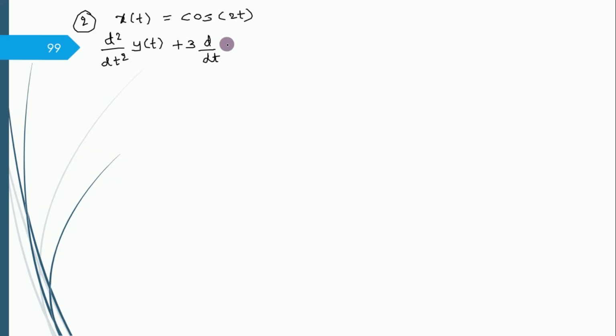The second one in this section: the input is given as x of t equal to cos of 2t, and the system is d square by dt square y of t plus 3 into d by dt y of t plus 2 into y of t, which is equal to x of t plus d by dt of x of t. This is named as equation 1. Now I go for the solution.